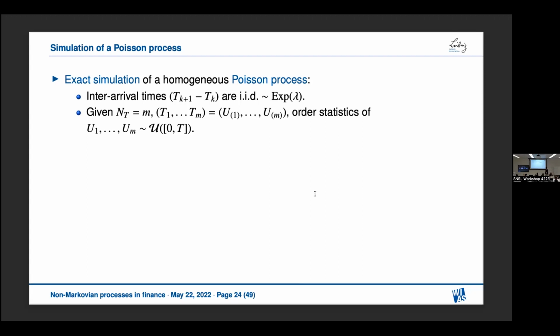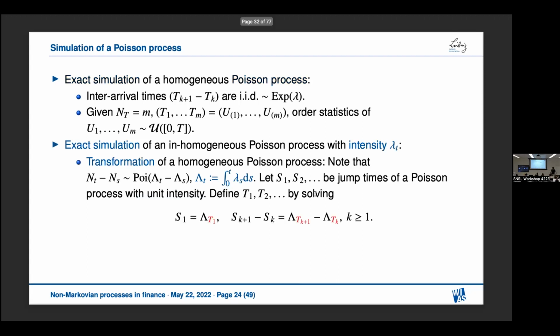Or alternatively, you first simulate the total number of jumps N capital T. This is a Poisson random variable. And then if that gives you m, little m, you simulate m uniformly distributed random variables on the interval from 0 to capital T and order them. And this gives you your jump times.